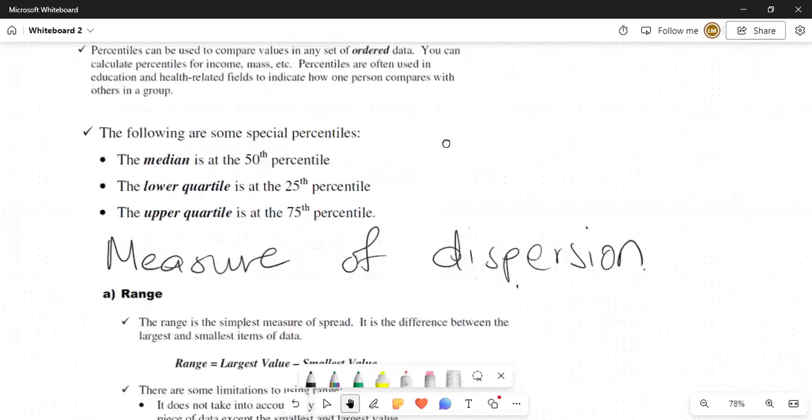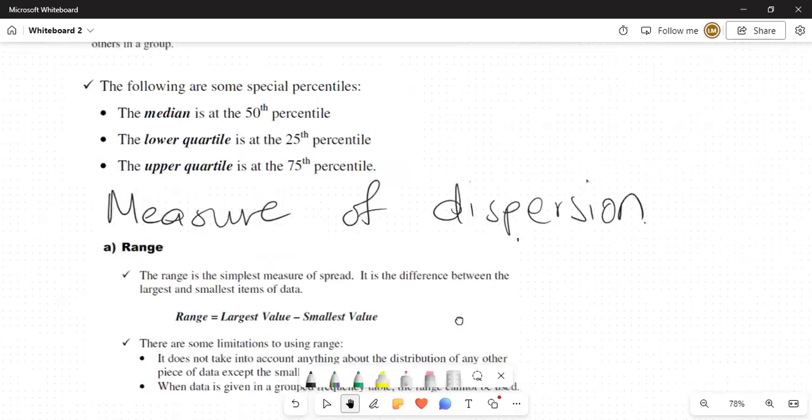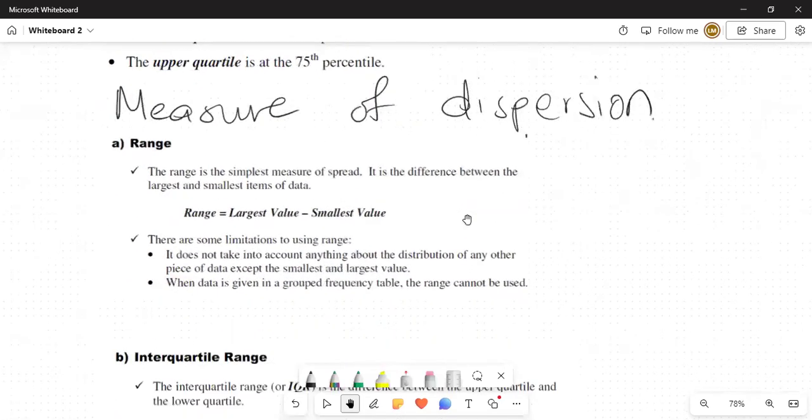Then we're going to look at the measures of dispersion, which looks at how dispersed our data is. We'll start with the range, where we just say the range is the largest value minus the smallest value. Now there are some limitations which you take into consideration when you look at the range. The first one is that it does not take into consideration the distribution of any piece of data except the smallest and the largest.